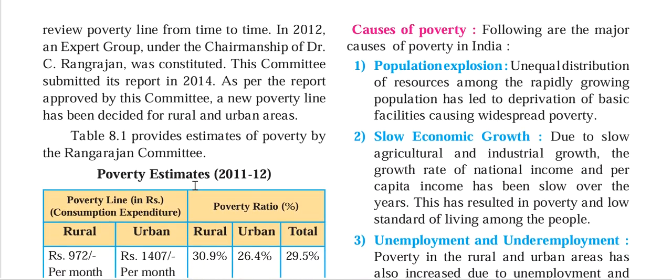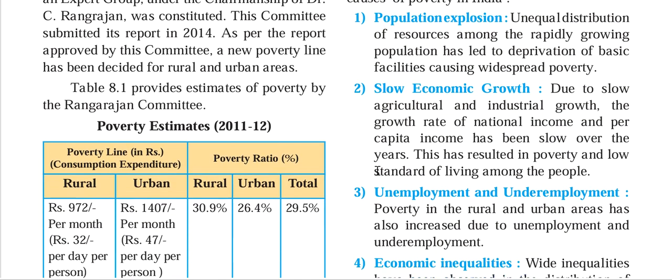Now let's see the causes of poverty. Poverty does not happen because of only one reason. There are multiple factors responsible for it, which we are going to study now one by one. First is population explosion. India has a very large population. When population increases rapidly, resources become insufficient. For example, fewer jobs, less housing, fewer healthcare facilities. As a result, poverty increases.